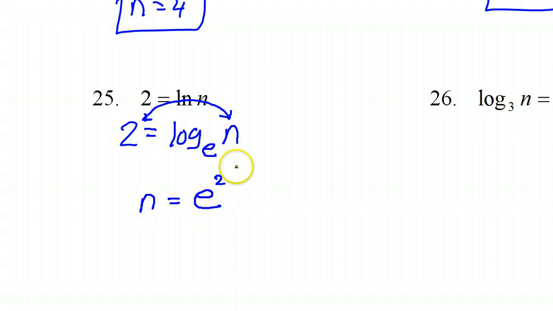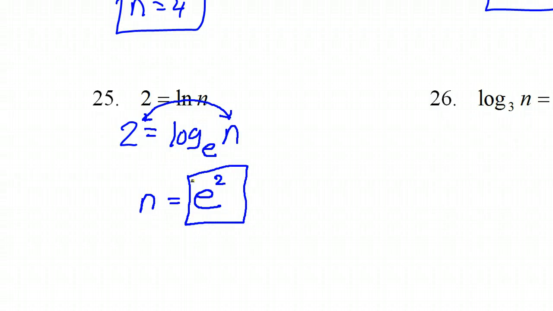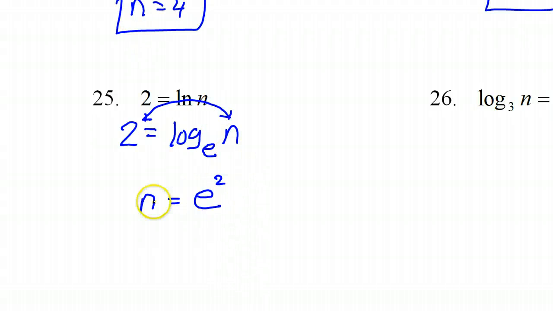Now, if you're not going to have decimals, then this is actually a valid answer. n is e squared. It doesn't go any further than that. And in fact, if you don't have a scientific calculator, you can't go any further than that. So I'm just going to leave it like that. n is equal to e squared.